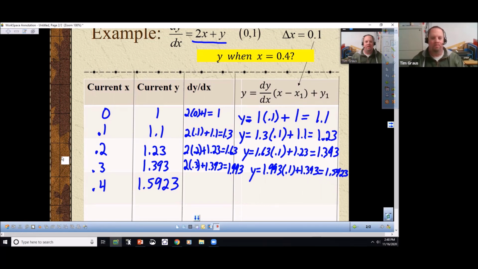So there's Euler's method, kind of 2 different approaches. I definitely recommend that you keep track of your work in some kind of a table of values. I'll be looking for a table of values like this when I test you over Euler's method.